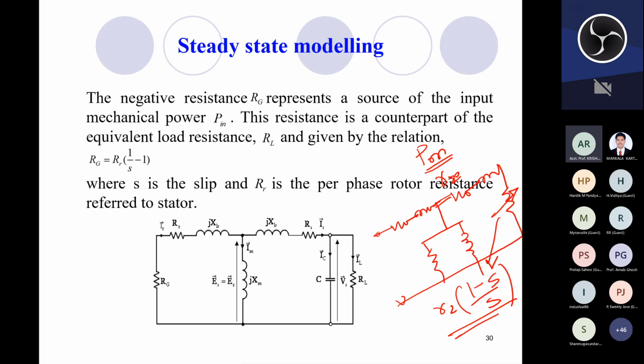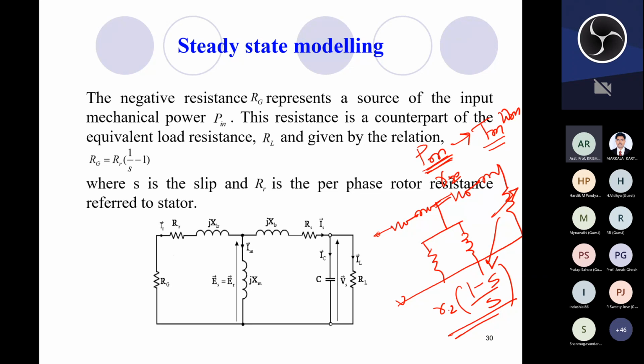Now in case of the generating mode of operation, this mechanical power PM, which is derived from the torque Tm into omega m. So in generating mode of operation, the direction of Tm is opposite to that of motoring. In motoring mode, Tm is developed. That means PM is developed after the conversion of electric power to mechanical power. But in case of generating mode of operation, this PM is getting converted into electrical power.